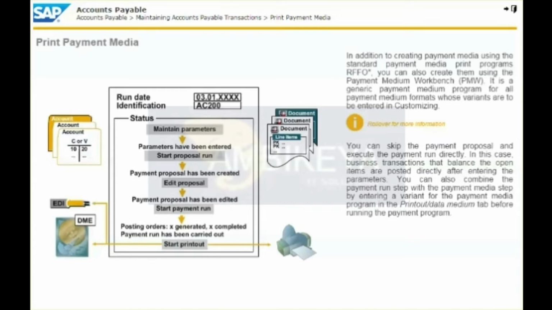The system comes with standard payment media programs for many countries and many payment methods. In this figure, the payment program RFFOD_S is activated to print checks in Germany. In USA, the program RFFOUS_C is used.